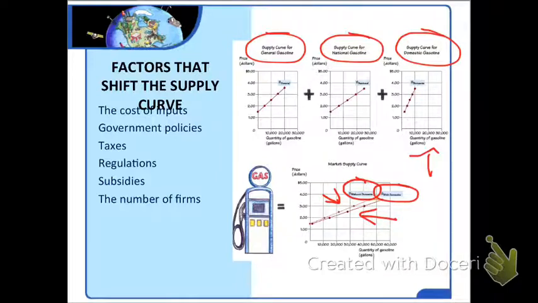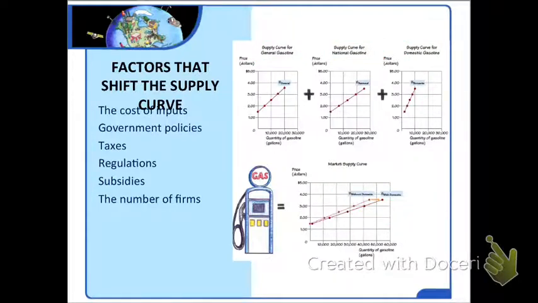So what does that do? If the number of firms producing increases, the supply curve is going to shift to the right. And you can see that's exactly what it did right here. It's small, but you can see that the supply curve shifted from the first one right here to the second one right here. And that was shifting it to the right. Likewise, if the number of firms producing a good decreases, the supply curve will shift to the left in the opposite direction.